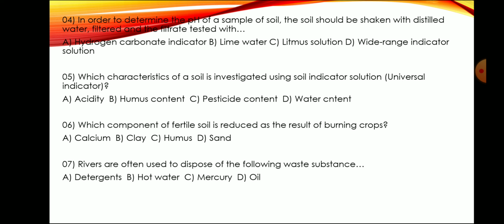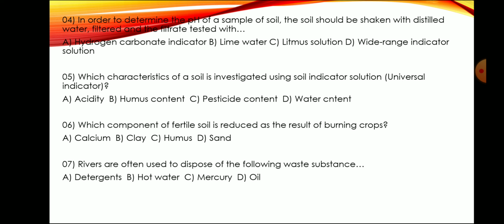Next question. In order to determine the pH of a sample of soil, the soil should be shaken with distilled water, filtered, and the filtrate is tested with option A, hydrogen carbonate indicator. B, lime water. C, litmus solution. D, wide range indicator solution. So the option is D, wide range indicator solution, which is helpful for the determination of the pH.